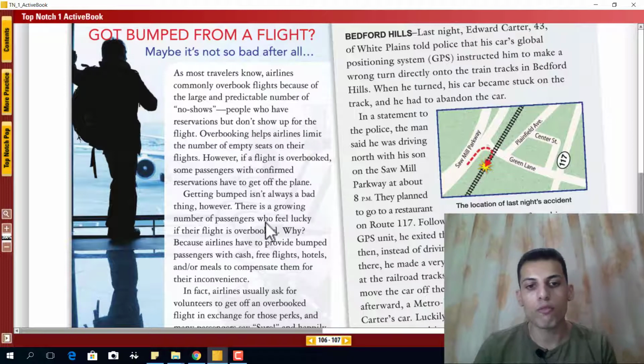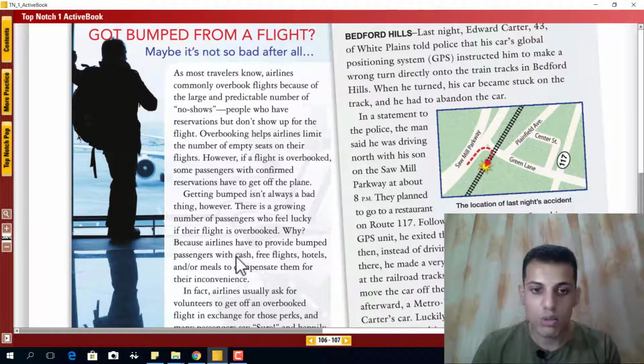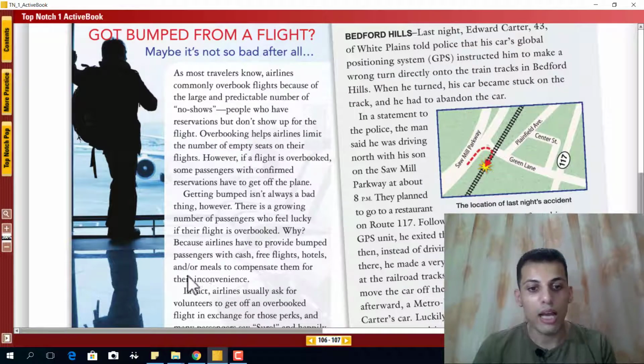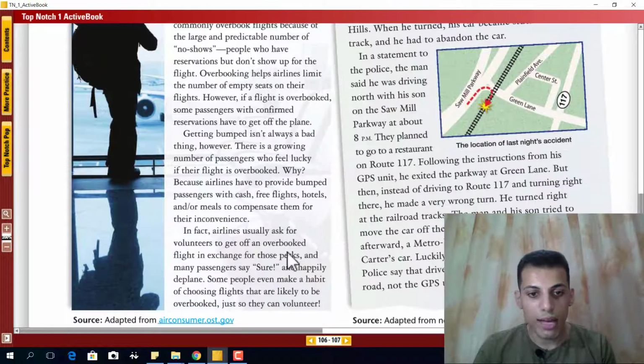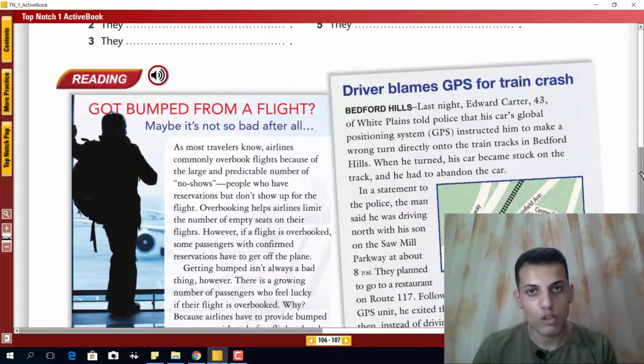However, there is a growing number of passengers who feel lucky if their flight is overbooked. Why? Because airlines have to provide bumped passengers with cash, free flights, hotels, and or meals to compensate them for their inconvenience. In fact, airlines usually ask for volunteers to get off an overbooked flight in exchange for those perks. And many passengers say sure and happily decline. Some people even make a habit of choosing flights that are likely to be overbooked just so they can volunteer. It's pretty tricky, right?